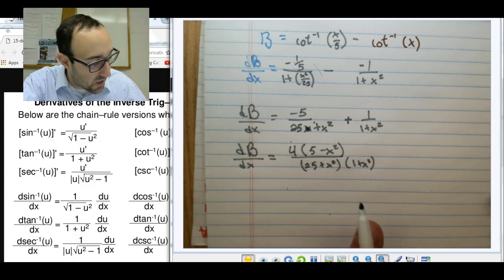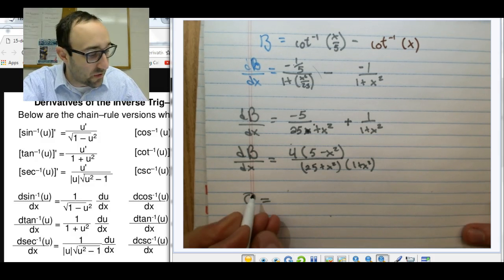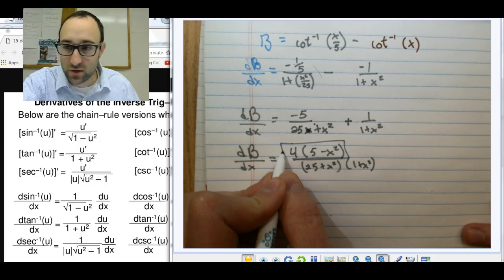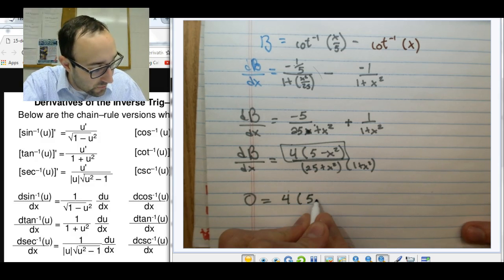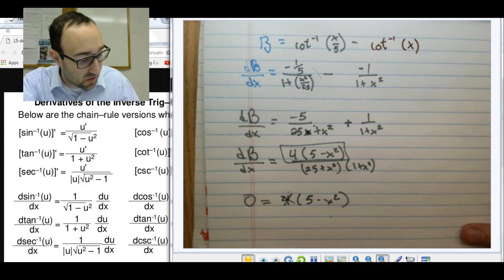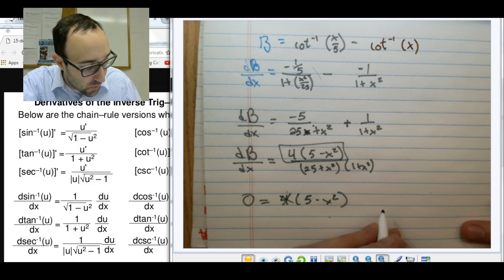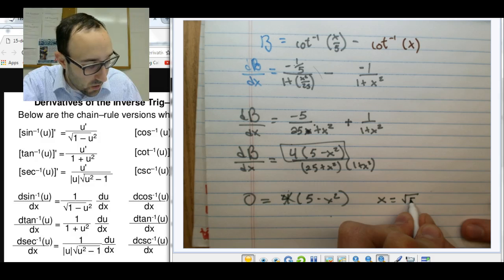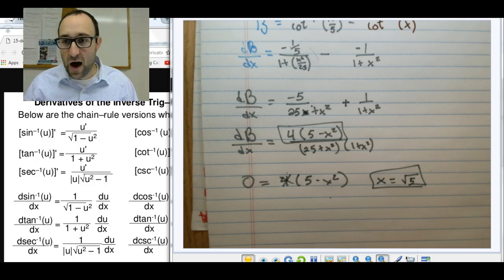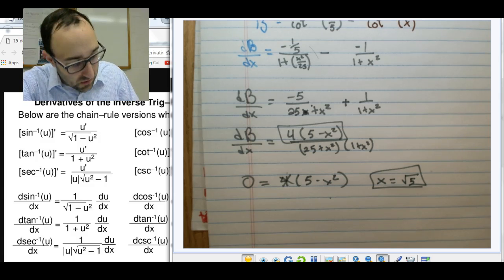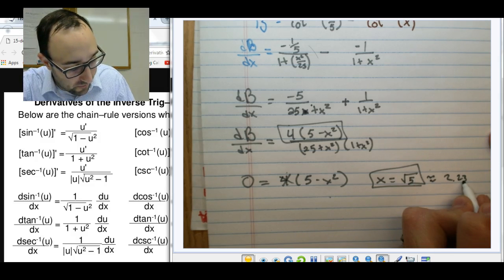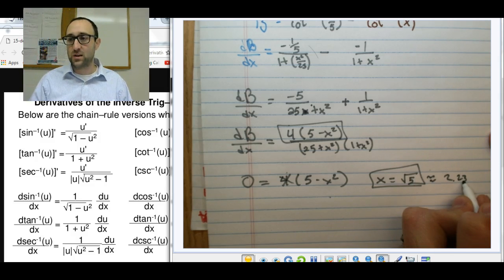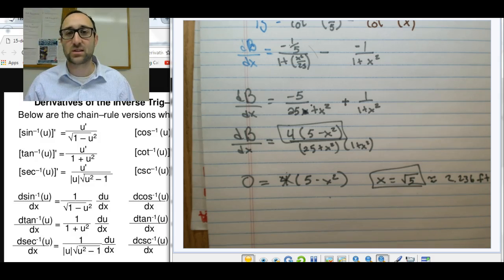Okay, so now I want to say this is equal to 0. That's equal to 0 when just the numerator equals 0. So it's going to be 4 times (5 minus x squared). I don't care about the 4, so 5 minus x squared. When is that equal to 0? That's equal to 0 when x equals the square root of 5. So when x equals the square root of 5, that's going to maximize our subtended angle. And the square root of 5 is about 2.236 feet, because we're dealing in feet.